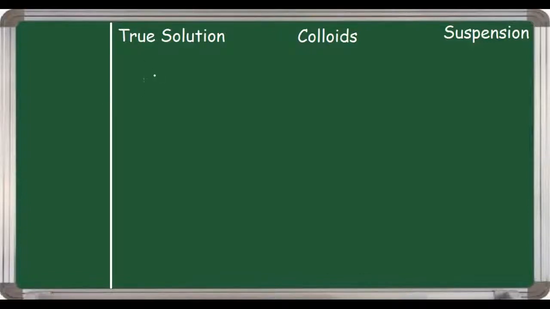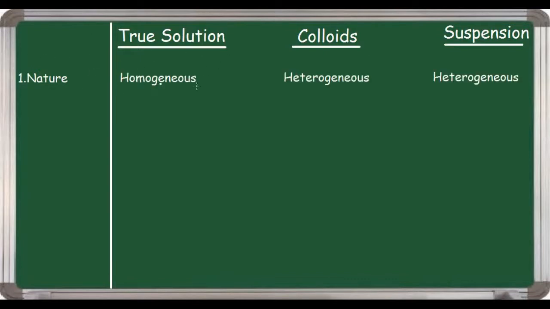So let's make the differences between true solutions, colloids and suspensions. On the left hand side, I will name the parameters on the basis of which these differences will be shown. So let's start. The first point will be on the basis of the nature of these three systems. True solutions are homogeneous in nature, colloids are heterogeneous, and suspensions are also heterogeneous.